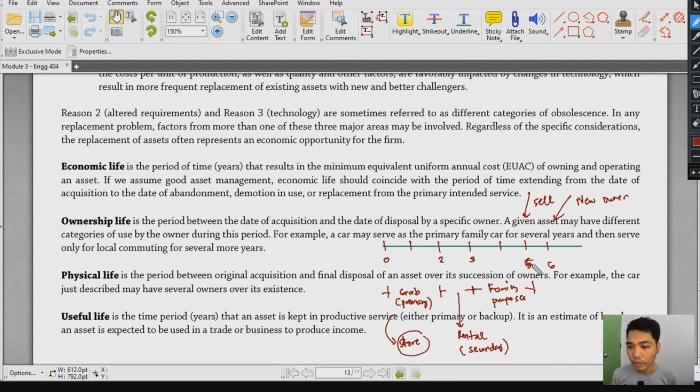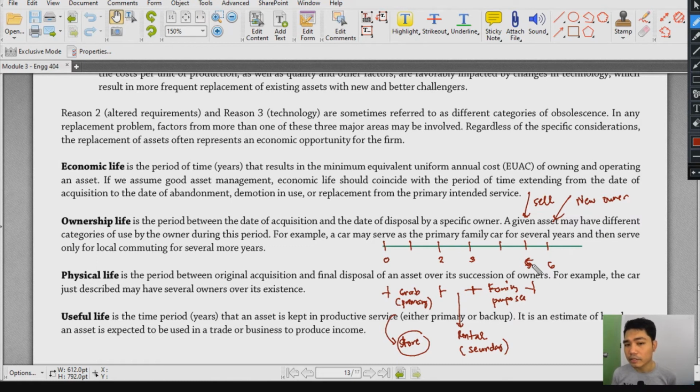Whatever you do with your asset, as long as it's yours, you can call that your ownership life. It's the combination of the economic life, the useful life, and usually those two. And lastly, the physical life is usually the longest period because this is the total number of years combined with all the owners. You're the first owner, then you sold it, and you have a second owner in the 6th year. So, however long he or she uses it, his or her ownership life plus your ownership life would be the physical life.